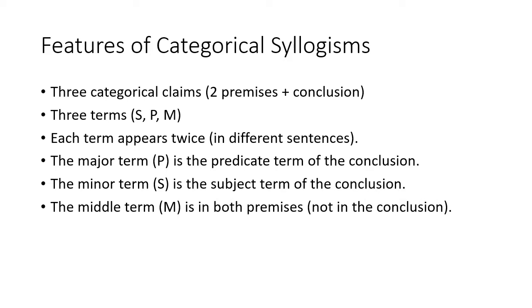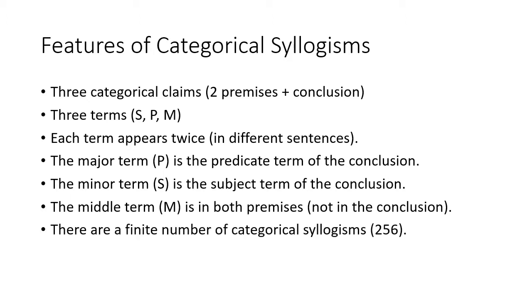And then in the premises, but not the conclusion, is the middle term. If you want to figure this out, you just look for the term that isn't in the conclusion, and that is your M. So that's the standard way to give letters to the three terms in these categorical syllogisms. From this, there's actually a finite number of categorical syllogisms. If we adopt this convention of naming the terms, and we only use categorical syllogisms that have some combination of the categorical claims, and there's four of those.